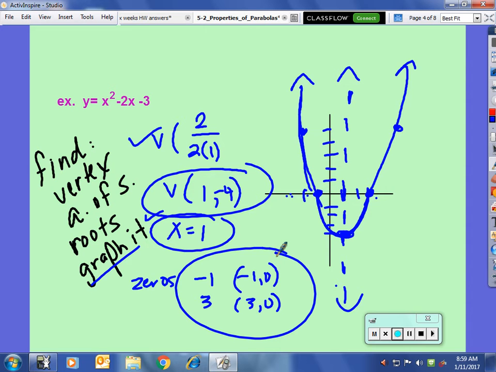Now, on yesterday's homework, they also asked you about y-intercept. Just for fun, what's the y-intercept? Negative 3. That's this number at the end. That means it's crossing the y-axis at negative 3. I didn't draw my picture perfectly, but it should be crossing the y-axis at negative 3. And then the mirror point across from that would be right here.